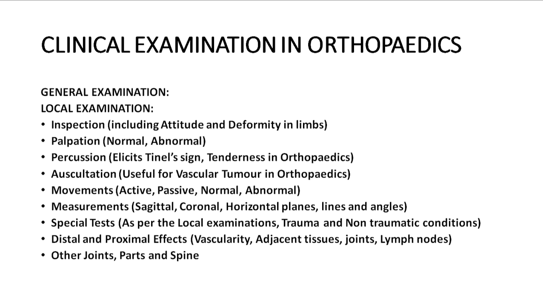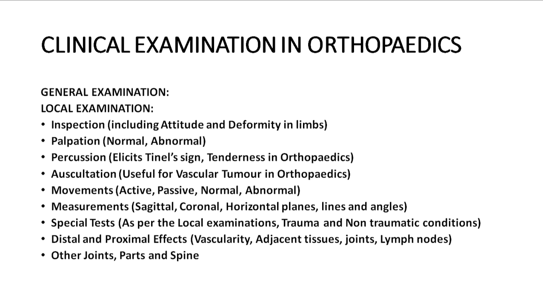What all investigations are to be done? So general examination, then local examination: you do inspection, including attitude and deformity in the limbs. Then you go for palpation, normal or abnormal, and percussion. From the orthopedic point of view, you look for signs of nerve injuries, and tenderness points, like when the patient complains of spasm or sprain or pain. Auscultation is useful for vascular tumors in orthopedics. Movements: active movements, passive movements, and normal and abnormal movements.